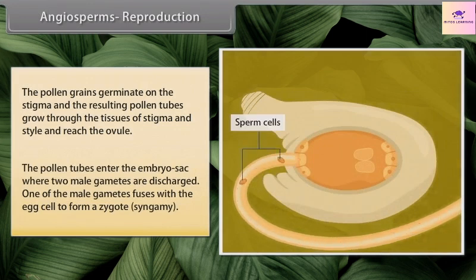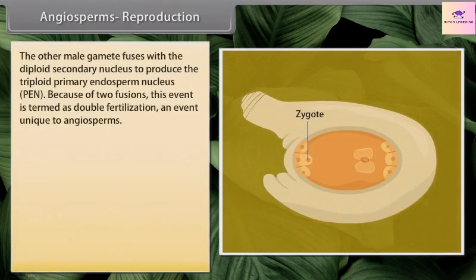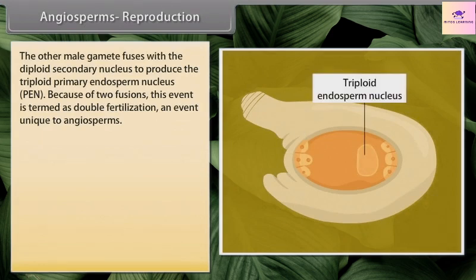One of the male gametes fuses with the egg cell to form a zygote, syngamy. The other male gamete fuses with the diploid secondary nucleus to produce the triploid primary endosperm nucleus, PEN. Because of two fusions, this event is termed as double fertilization, an event unique to angiosperms.